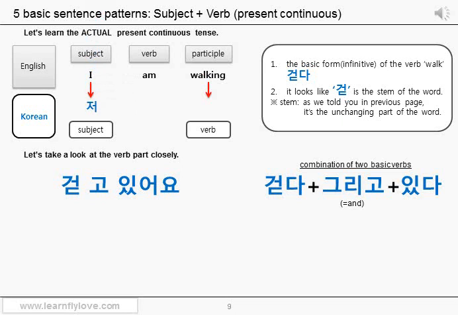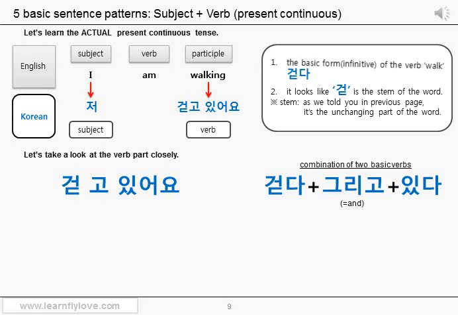I is 저. am walking. Can you read this? 걷고 있어요. If you want to pronounce it more naturally, 걷고 있어요 or 걷고 있어요. Let's learn why 있어요 part actually sounds like 있어요 on the next page. You will learn more reading rules eventually, by the way, from user lesson 3.